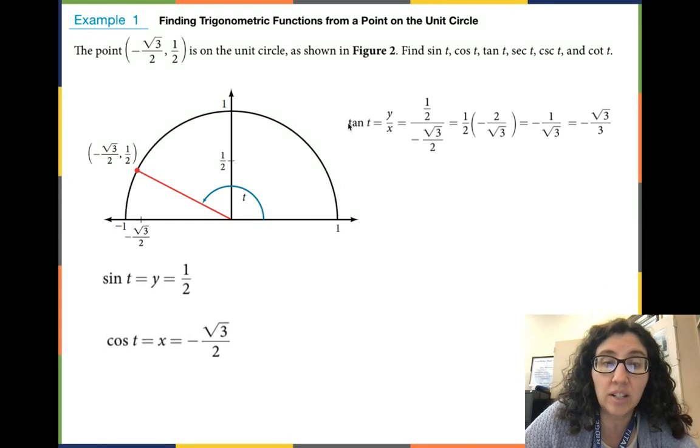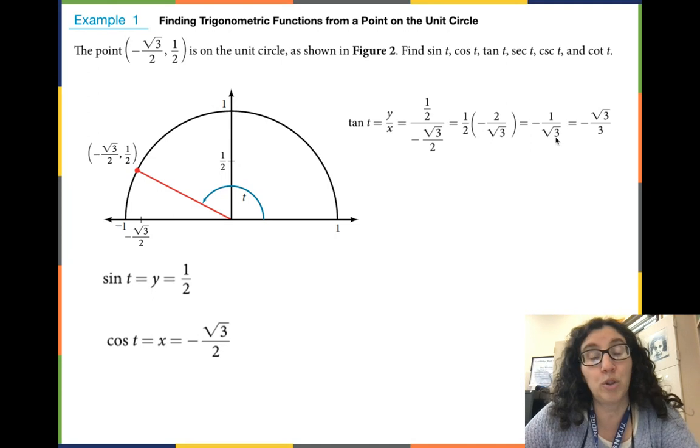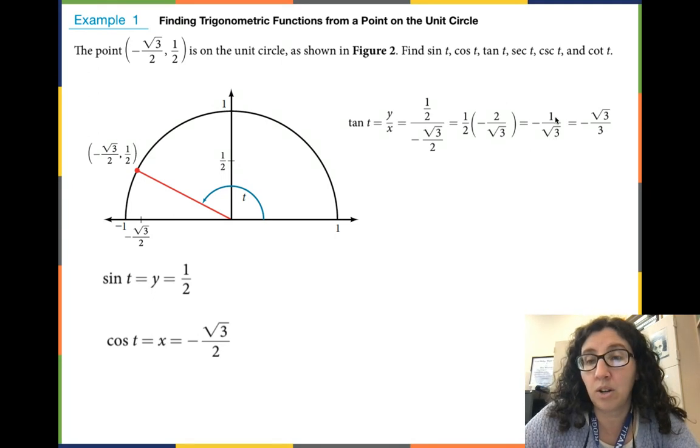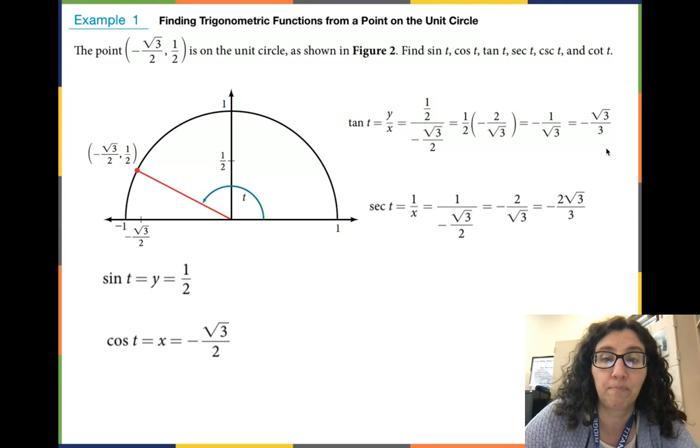So tangent, remember, is y over x. So here's our y value, here's our x value, and we just do the algebra. Remember to divide by this. Look carefully at this. We invert and multiply. The 2's cancel. We get negative 1 over square root of 3. And remember, we don't like radicals in the denominator, so we can rationalize that, multiply by square root of 3 over square root of 3 to get this form, negative square root of 3 over 3.